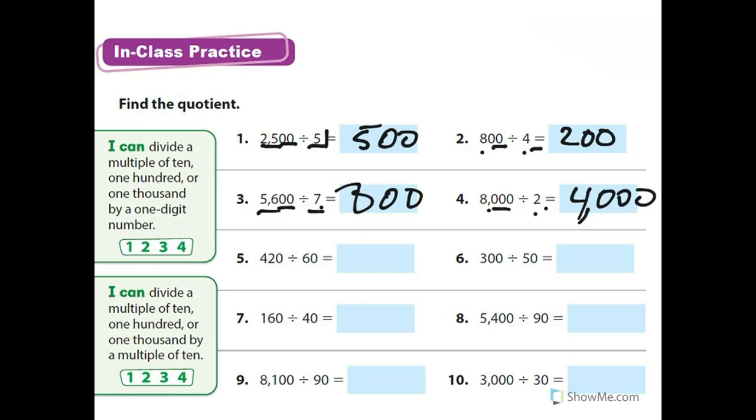All right, I'm going to solve 5 and 6 with you, and then you can solve 7 and 8. So 42 divided by 6 is 7. 1 zero minus 1 zero, no zeros. I'm not going to put any zeros there.